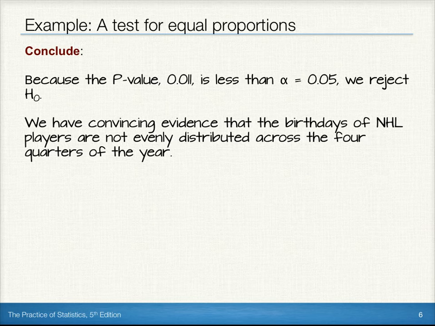Now, because the p-value, 0.011, which we get from technology, is less than alpha equals 0.05, we reject the null hypothesis. Therefore, we have convincing evidence that the birthdays of NHL players are not evenly distributed across the 4 quarters of the year.